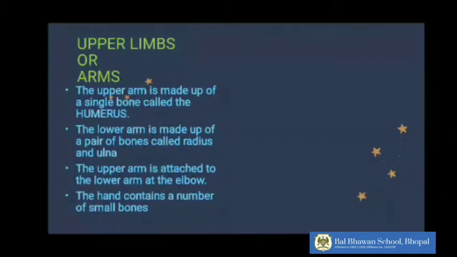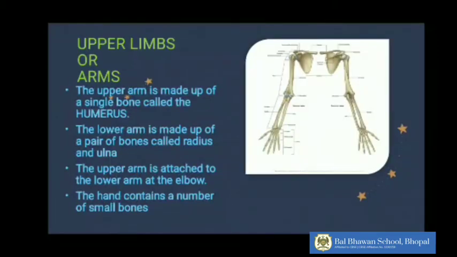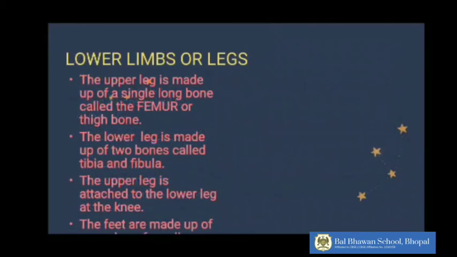Now let's discuss our upper limbs or arms. Your upper limb again has 2 parts, the upper arm and the lower arm. The upper arm is made up of one single bone called the humerus and the lower arm is made by 2 bones, a pair of bones. They are called radius and ulna. All 3 of them are connected to each other at a joint called the elbow. Then your hands have smaller bones, and many of them. They are called phalanges, carpals, metacarpals, etc.